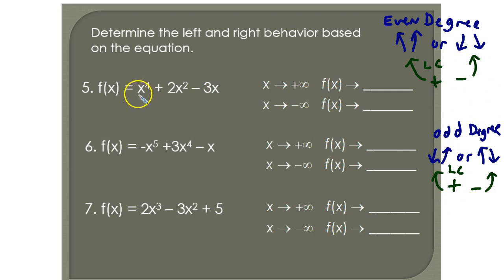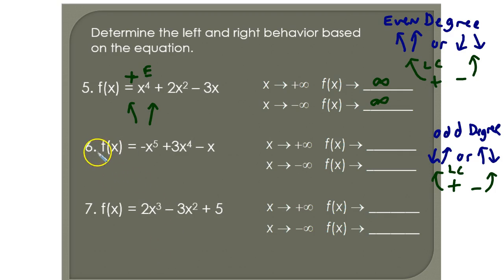Okay, so let's get a really loose sketch of these. We've got an even degree and a positive leading coefficient. What does that mean? The even degree means the ends are in the same direction. Positive leading coefficient means the ends are both up. So on the right side, I'm going up towards positive infinity, and on the left side, I'm also going up towards positive infinity.